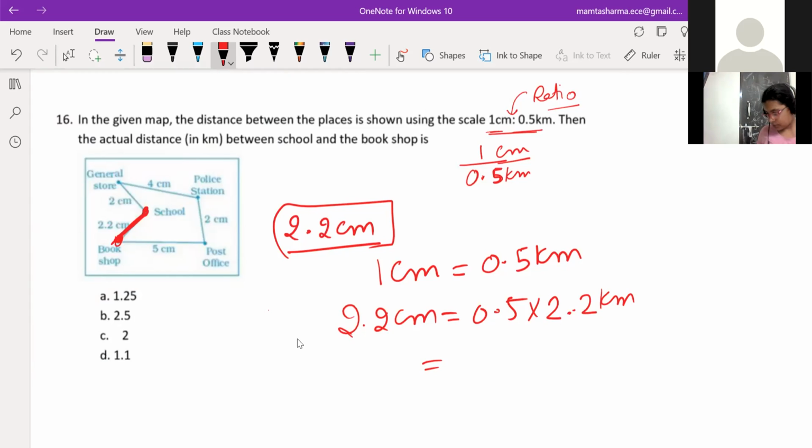2.2 into 0.5. Ma'am, 1.10. Yes, 1.1 kilometer. Okay, so option D will be correct.